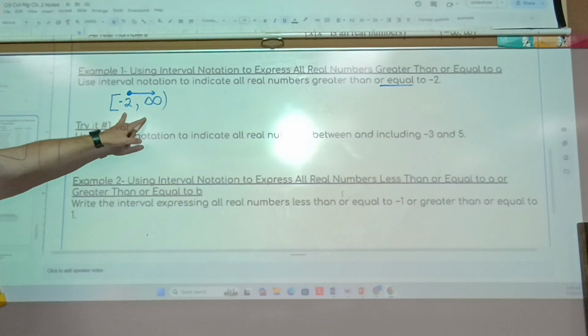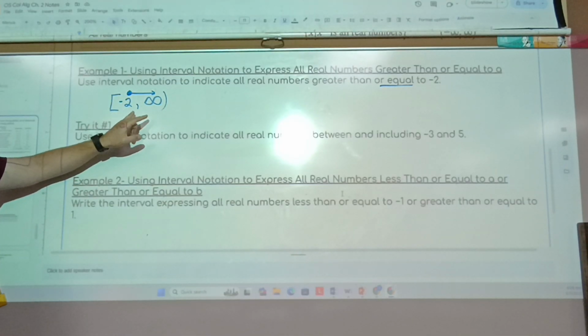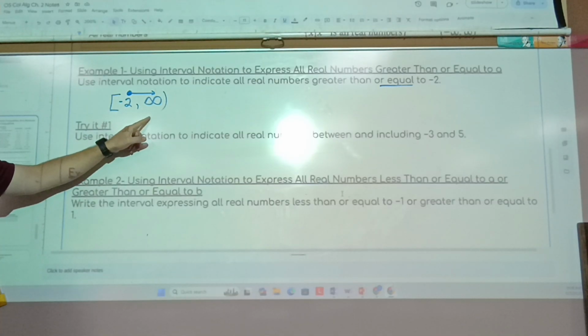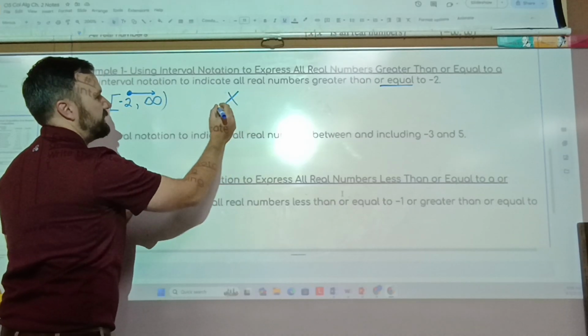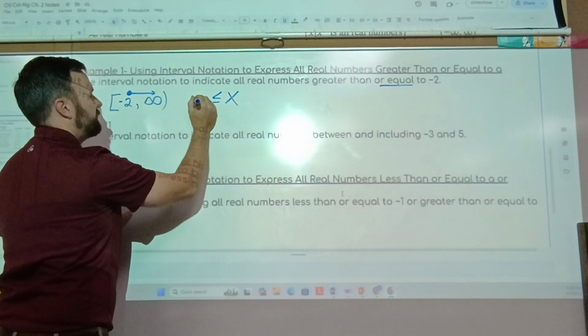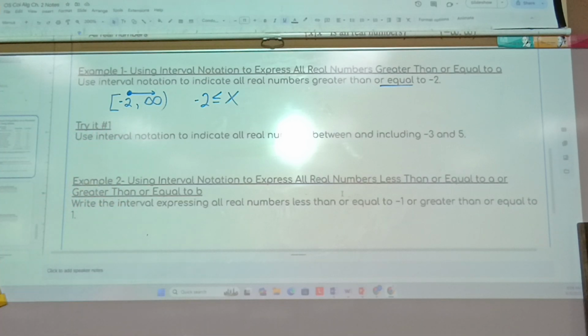So again, this is going to be used if you take any math classes above college algebra, like pre-calc, calc. This is what is going to be used 95% of the time. If you're writing it the old school way, you said x is what? Greater than or equal to -2. So those mean the same thing, different notation.